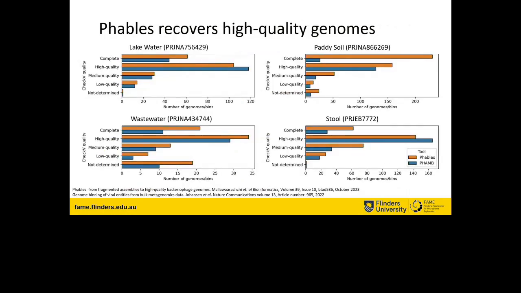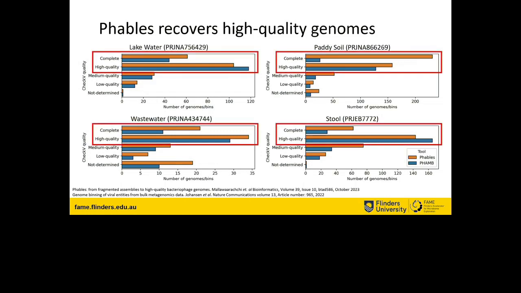Then I benchmark Phables against a recently published viral binning tool called FAM using 4 publicly available datasets from different environments. And I use CheckV to evaluate the viral quality of these genomes. You can see that Phables has been able to recover the highest number of complete and high-quality genomes combined together from all of these datasets.